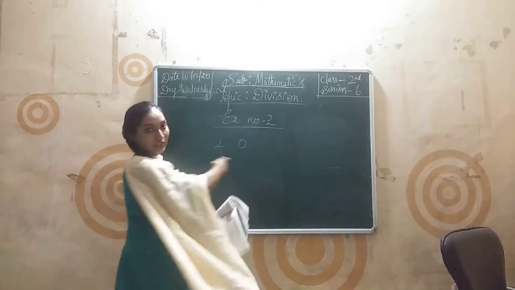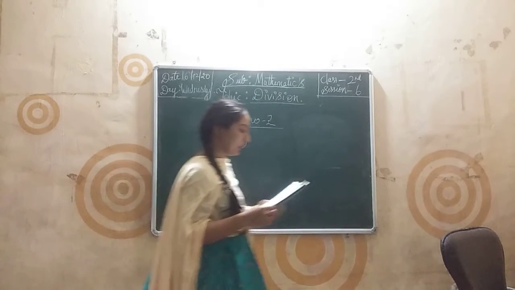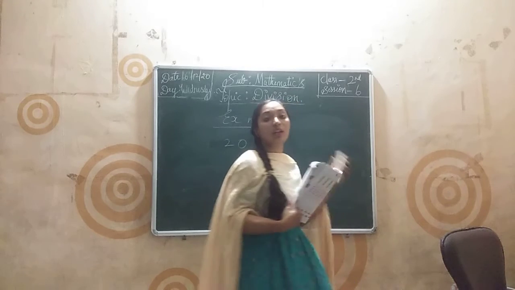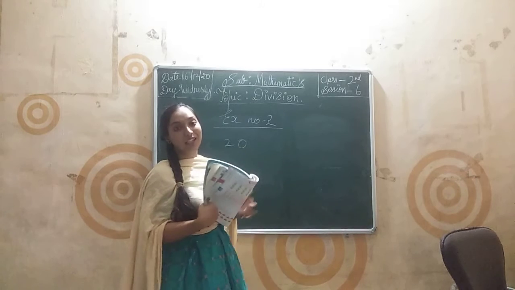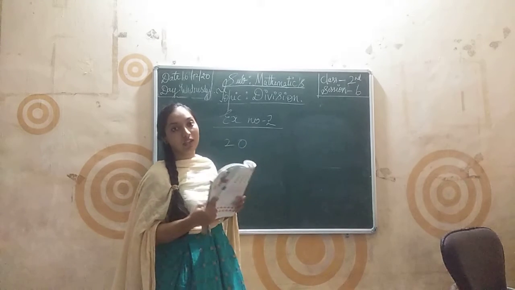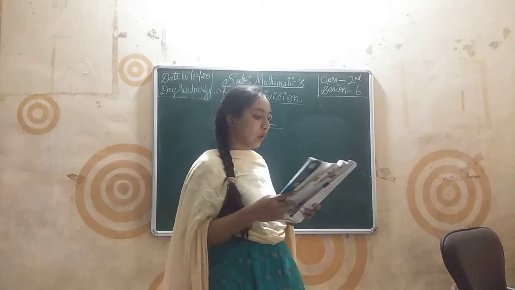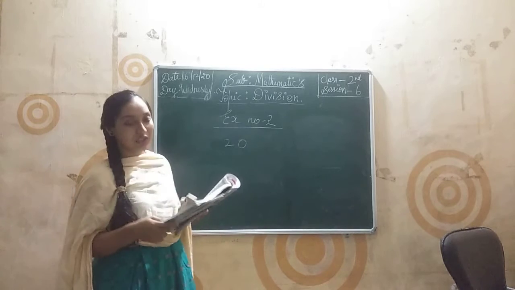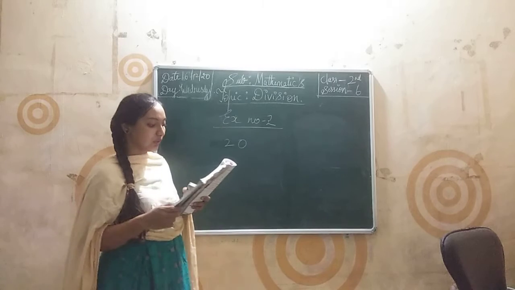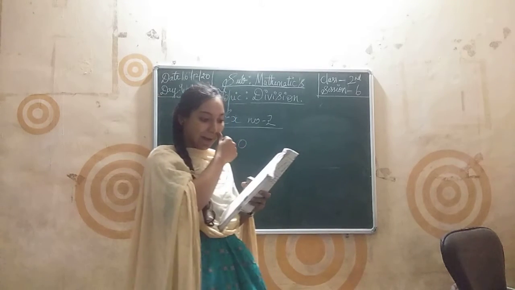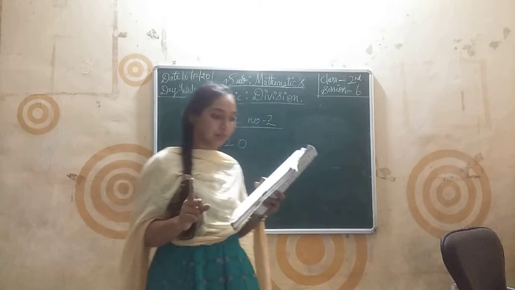She has 20 sweets, and she wants to distribute them equally among her 5 friends. So how many sweets will she give to each friend? She gives 1 sweet to each friend. She is left with 20 minus 5, which is 15 sweets.